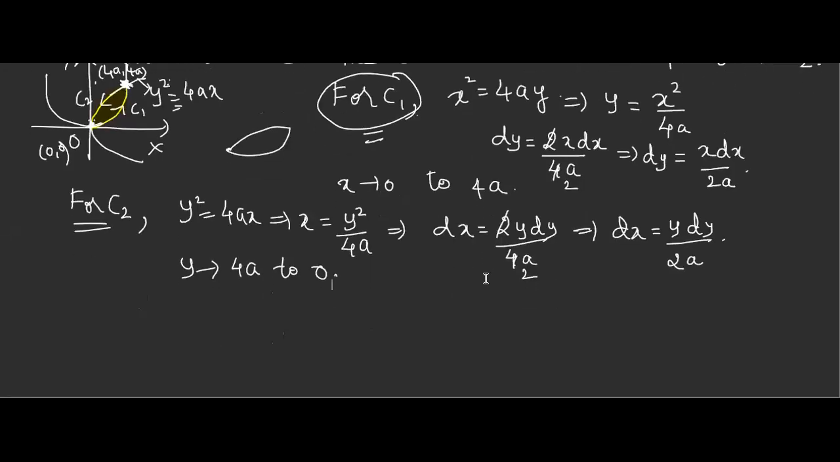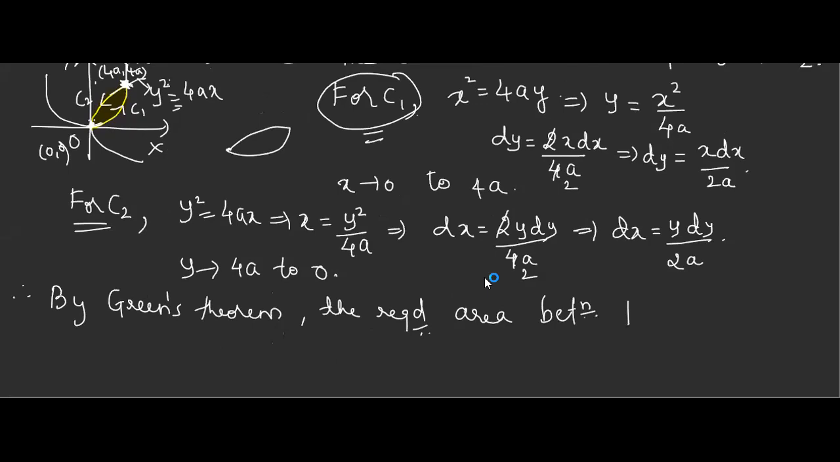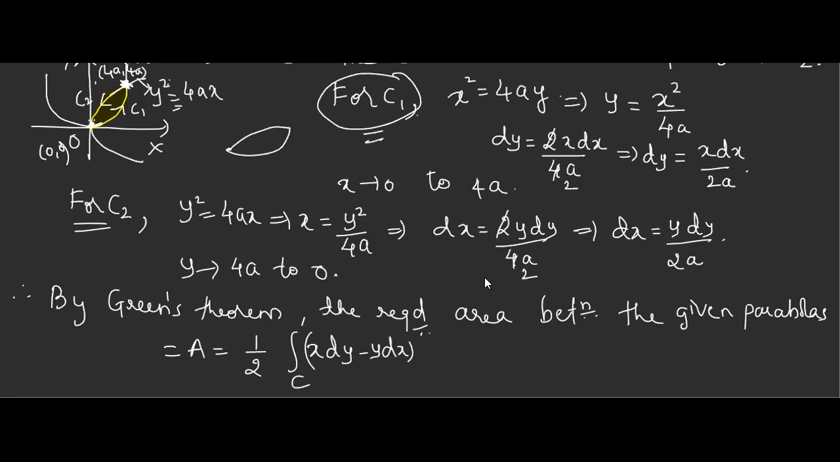Just write down. Therefore, by Green's theorem, the required area between the given parabolas is given by the formula A, which is 1 by 2 integration x dy minus y dx over C. You have to remember this formula.